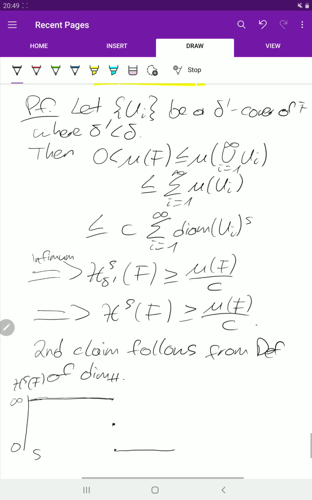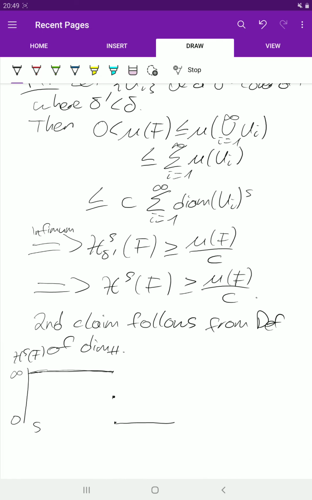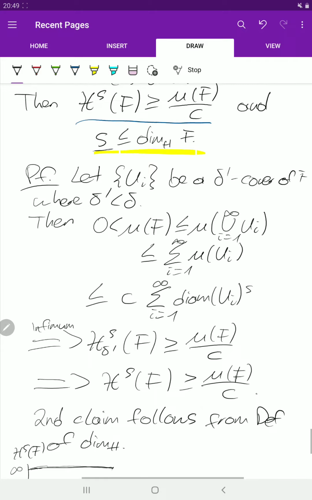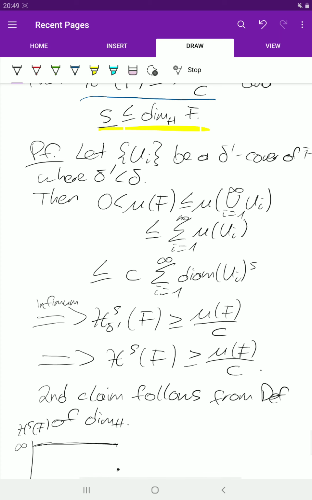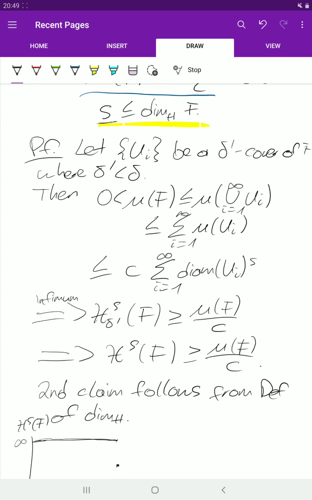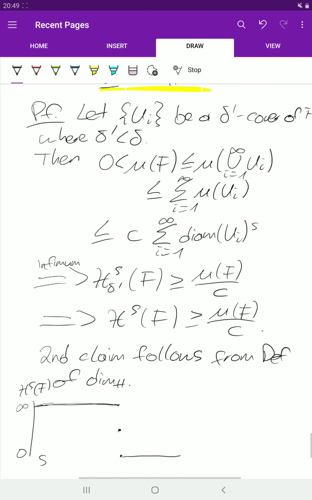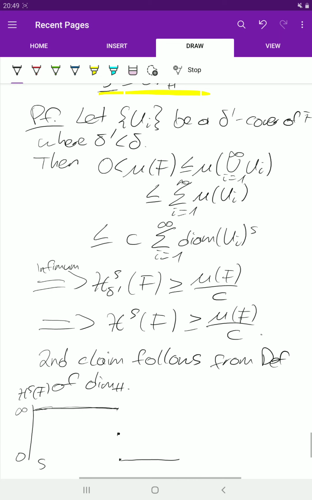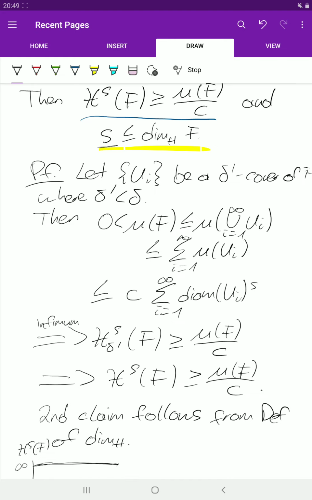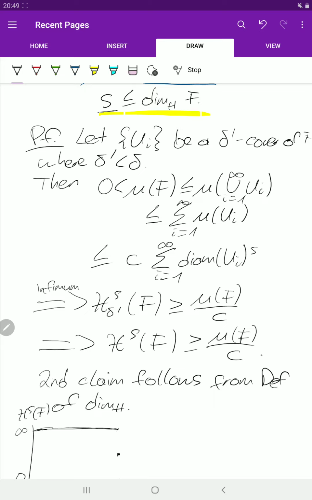So this shows that s is on this line or maybe here, and so we get the Hausdorff dimension is at most... the Hausdorff dimension should be at most. What did I get wrong here? So let me.